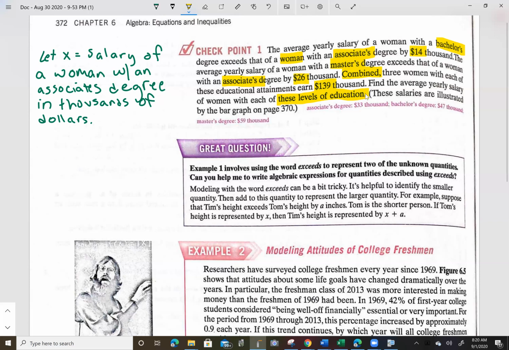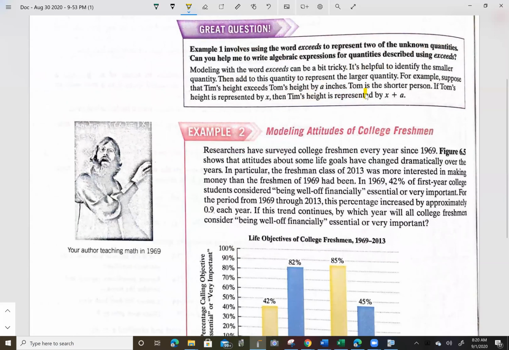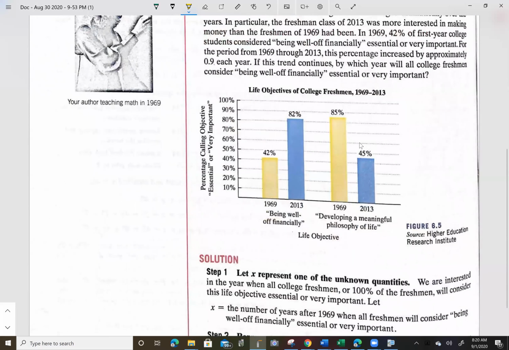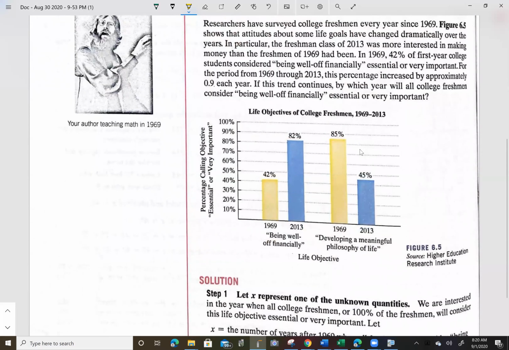So, all right, example 2, modeling attitudes of college freshmen. Researchers have surveyed college freshmen every year since 1969. The graph shows the attitudes about some life goals have changed dramatically over the years. In particular, the freshman class of 2013 was more interested in making money than the freshmen of 1969 had been.